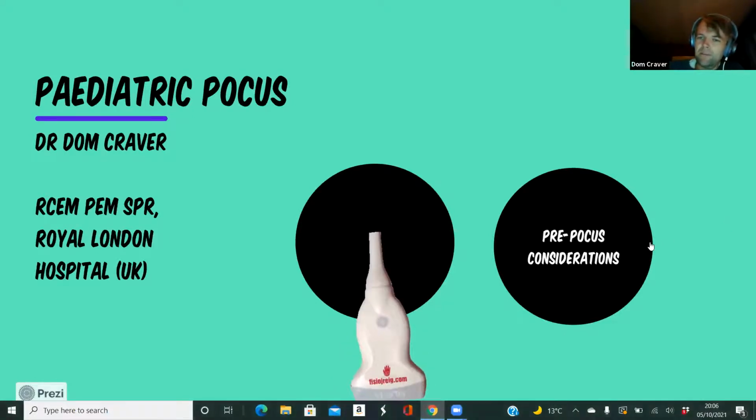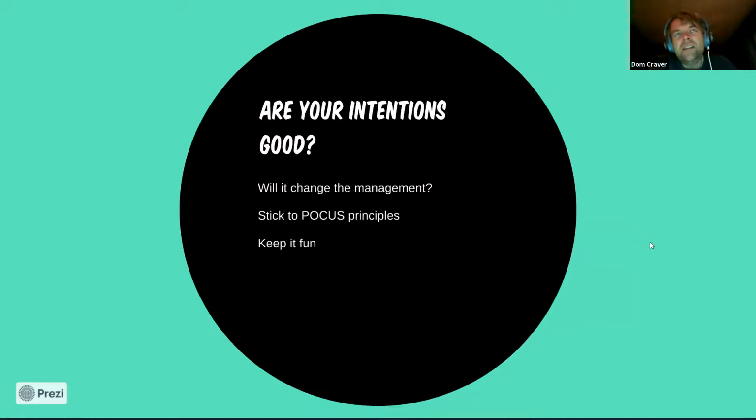Before we do any point of care ultrasounds, it's similar with adults and children. We've got to think about, are our intentions good? So we're doing this for a good reason, or we're just having a little mess around. But usually I think our intentions are pretty good. You know, we're medical professionals, pretty noble.